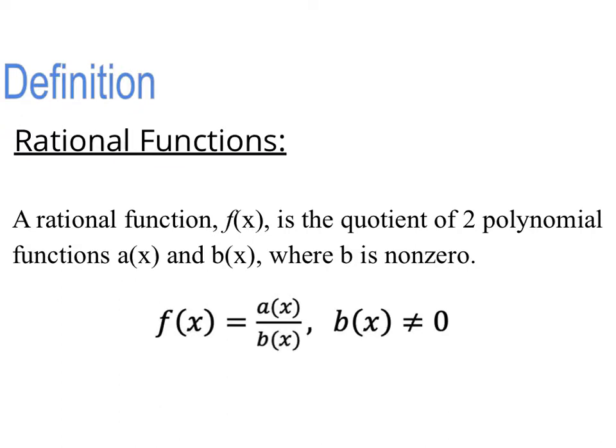So let's begin by defining a rational function. A rational function, f of x, is the quotient of two polynomial functions, a of x and b of x, where b is non-zero. Because if b were equal to 0, then we would have an issue with our domain. This whole function would be undefined because you cannot divide by 0.